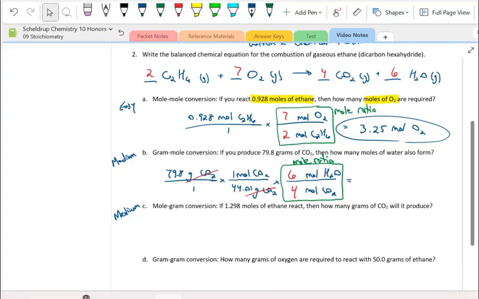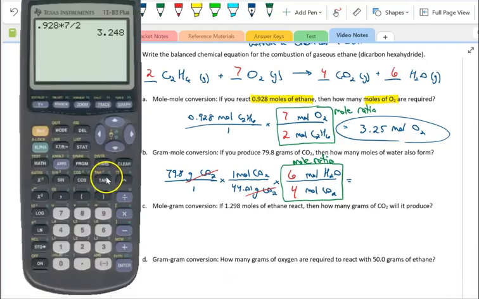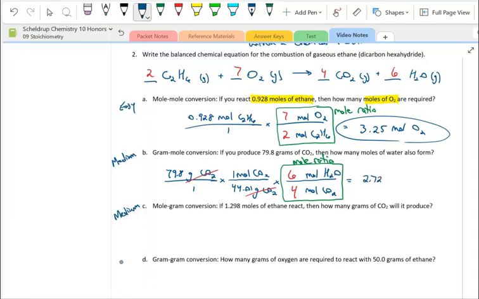So now all I have to do is type this into my calculator. My 79.8 started with 3 sig figs. 79.8 divided by 44.01 times 6 divided by 4 gives me 2.719. I'm going to round that to 3 sig figs to be 2.72 moles of H2O. So that mole ratio converts us. Don't worry about sig figs for molar mass or mole ratio. I just go based on the original number that was given.